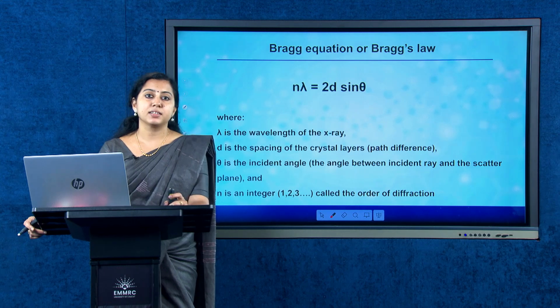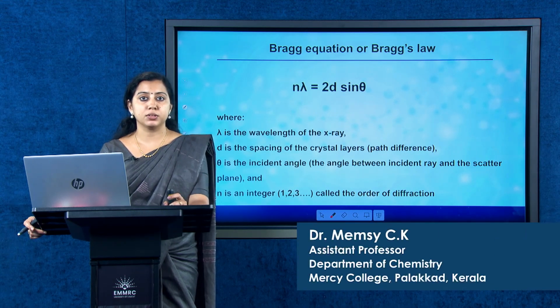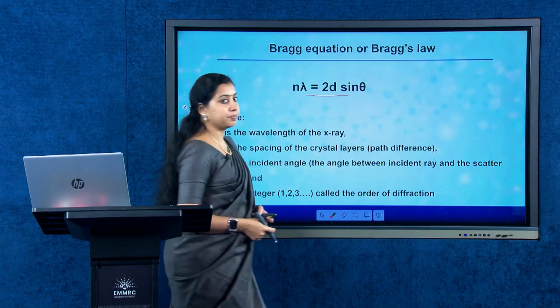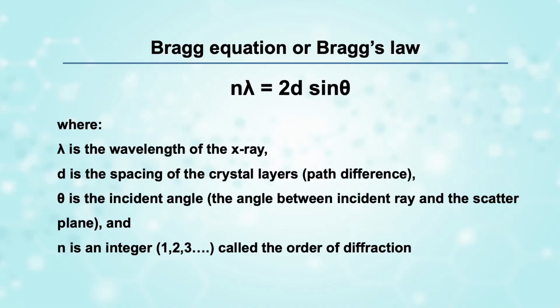We have seen that Bragg's equation or Bragg's law is given by n lambda equals 2d sin theta, where lambda is the wavelength of the X-rays, d is the spacing of the crystal layers, and theta is the incident angle, which is the angle between the incident ray and the scattered plane, and n is an integer with values 1, 2, 3, etc., which is also called the order of diffraction.